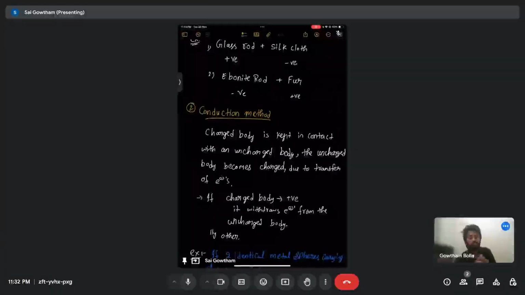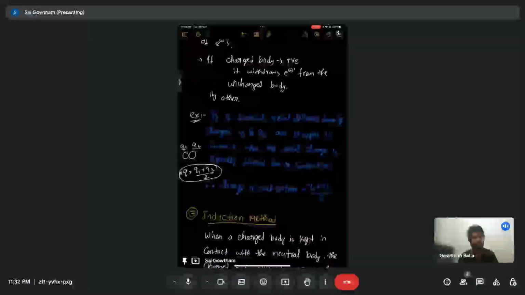Say, if we consider an example of two identical metal spheres of charges q1 and q2, then the net charge q is given by (q1 + q2)/2. This means the total charge is equally shared during the conduction.